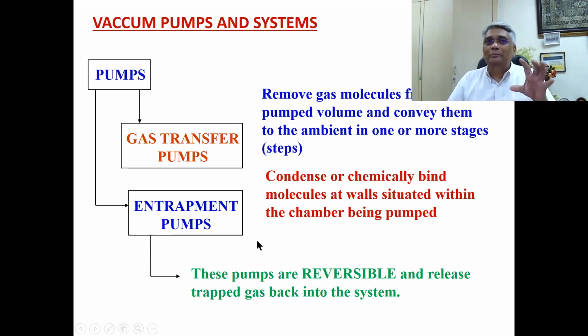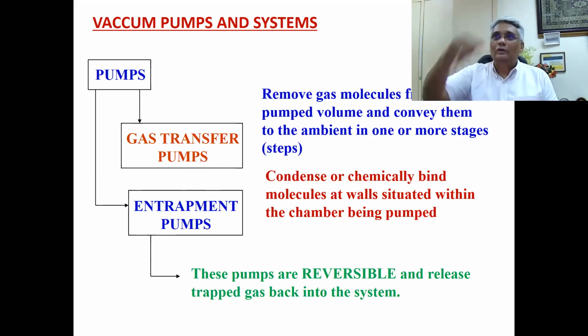But entrapment pumps can only be used in conjunction with gas transfer pumps. You cannot just use an entrapment pump alone to create vacuum. They are additional secondary pumps in addition to the normal gas transfer pumps. A normal gas transfer pump is what I have shown in the previous slide. A normal rotary pump is a gas transfer pump, right? There's a rotor there. It is taking the air molecules out and conveying them to the ambient. And there are other pumps based on the same rotation mechanism. I'll come to all of that.